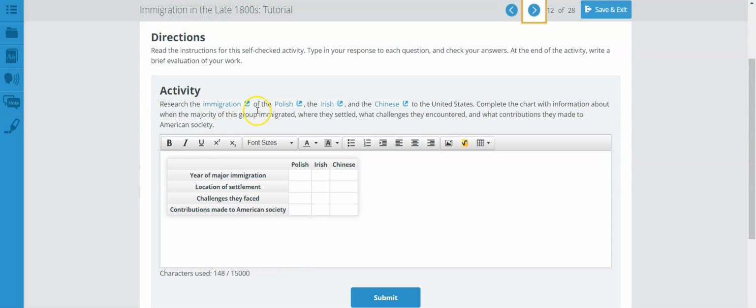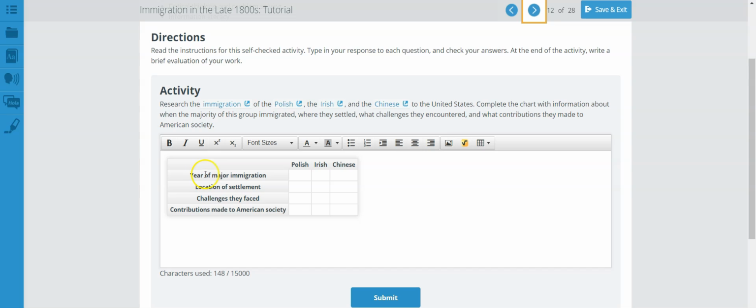Research the immigration of the Polish, the Irish, and the Chinese to the United States. Complete the chart with information about when the majority of this group migrated, where they settled, what challenges they encountered, and what contributions they made to American society. We have here the Polish, the Irish, and the Chinese. All you're doing here is plugging in information from the links that you've been given.